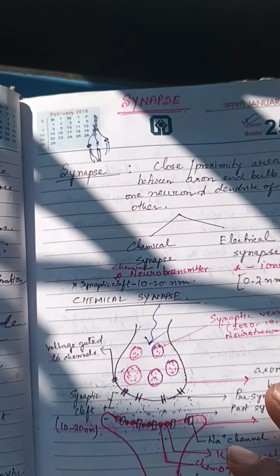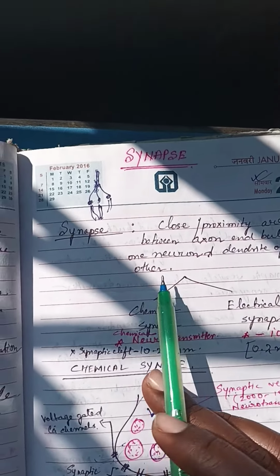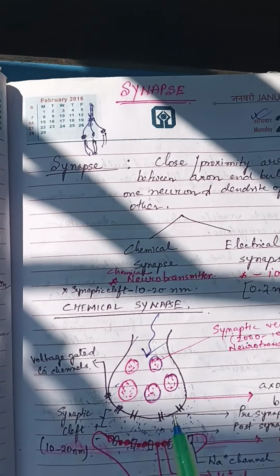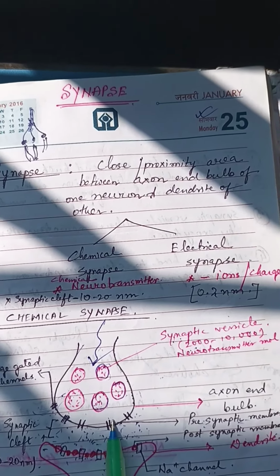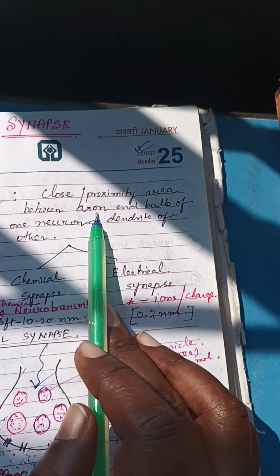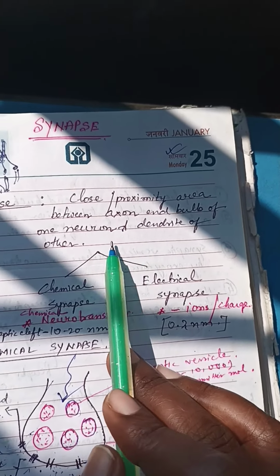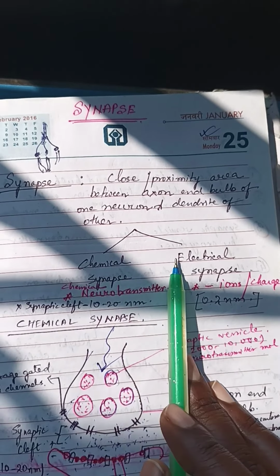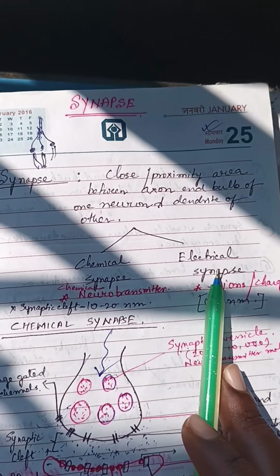Okay, so we are going to start with the synapse and then with the neurotransmitter. So, what is a synapse? It is a close proximity area between the axon bulb of one neuron and the dendrite of another. It is broadly classified into two: chemical synapse and electrical synapse.